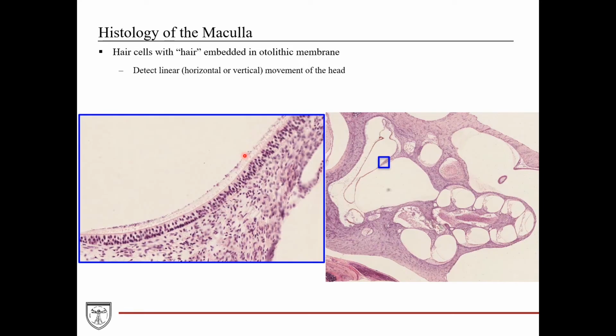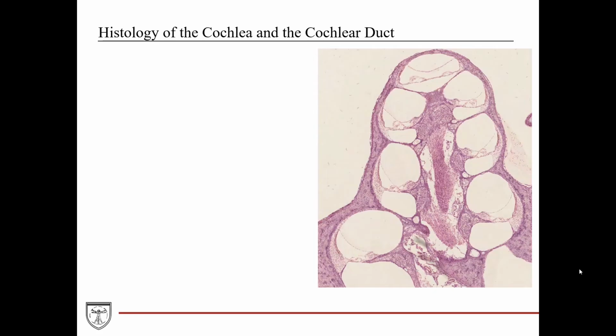And once again, imagine our head moving from a stationary position and the endolymph moving in one direction or another, and based on the momentum, the otolithic membrane would move against the hair that's embedded within it, therefore bending the hair one way or another, which can then trigger an action potential which is conducted through these afferent fibers out towards the brain.